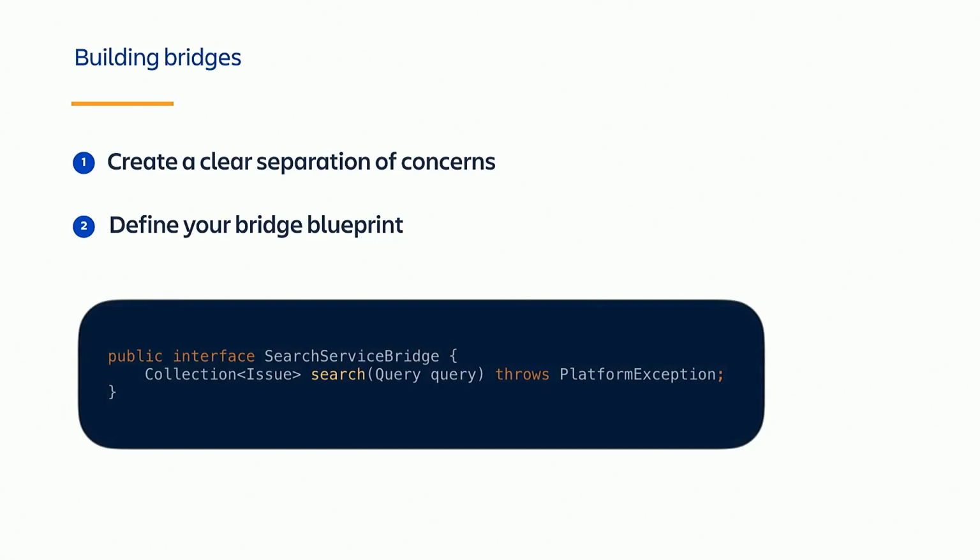Now that we've created clear separations of concern, next, we need to define, let's say, our bridge blueprint. Please, bear with me for the bridge analogies. I'm trying here. So to define your bridge blueprint, what you're going to do is you're going to say, this is the operation that we actually want to bridge. So in this example, we've got a search service bridge that is going to bridge the search operation in Jira.